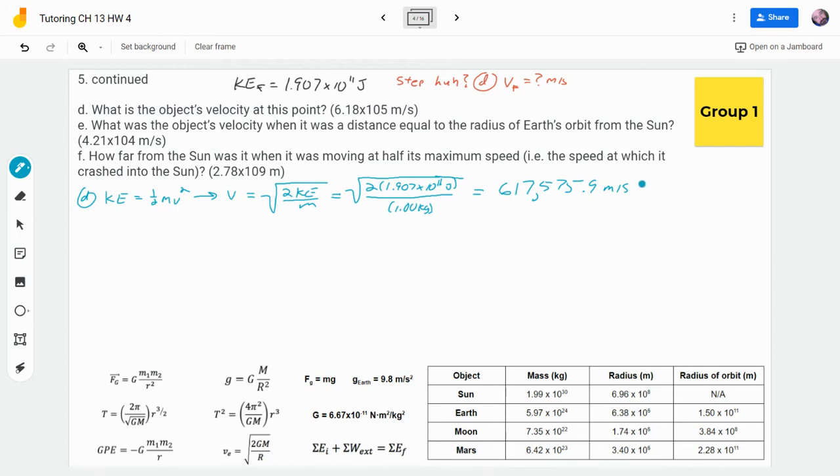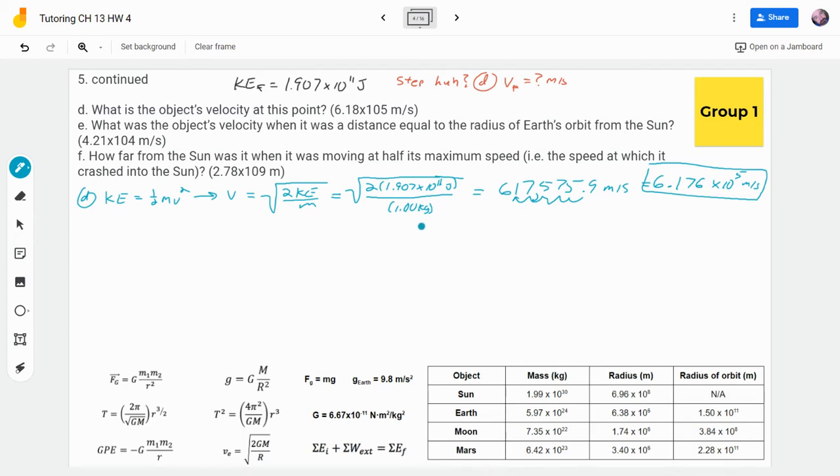But if you wanted to do it in scientific notation, we're moving the decimal over 1, 2, 3, 4, 5 to get it to here. So this ends up being 6.17. I'll keep one more. 7 to 5 rounds up to 6 times 10 to the 5th meters per second. Okay. So there's my velocity there.